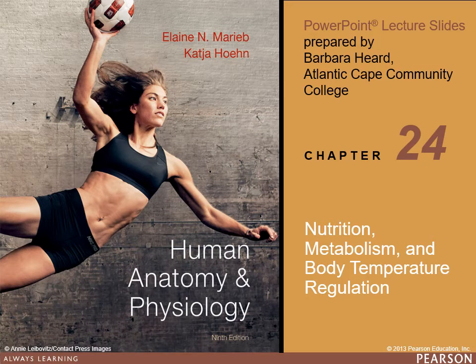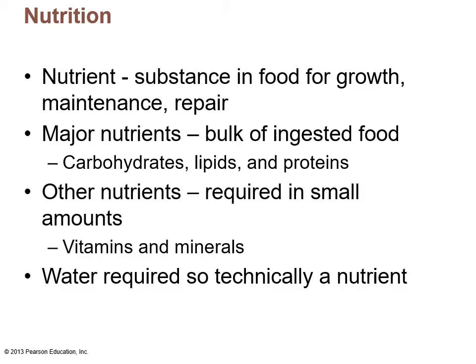Okay, this chapter is over nutrition, metabolism, and body temperature regulation. So a nutrient is a substance that the body uses for growth, maintenance, and repair. And there are three major groups of nutrients, and these make up the bulk of ingested food. So you have your carbohydrates, you have your lipids, and you have your proteins. And there are other nutrients that you need in small amounts. So that would include vitamins and minerals, and because water is a requirement, technically it's also a nutrient.